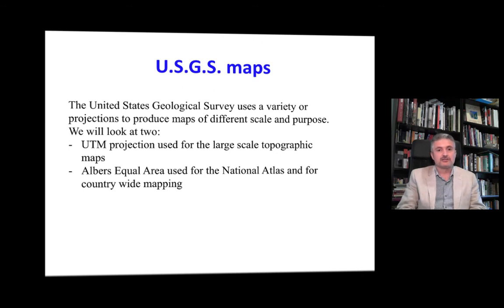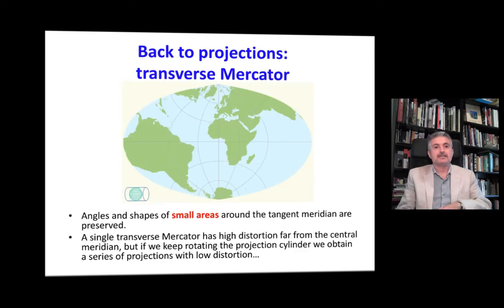We will look at just two of these projections today. The UTM projection that is used for the large scale, so as we saw last time, large scale means detailed topographic maps, and the Albers equal area projection that is used for some of the small scale maps. So those maps where we want to have on our display or on a piece of paper the entire country. Let's start with the UTM projection.